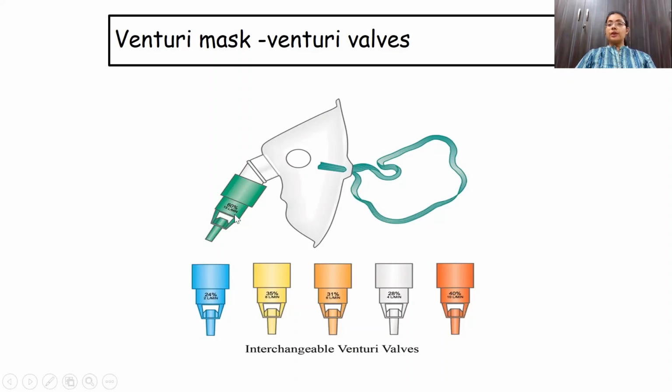What if I want to give 50% now, or say 40% now? There is no adjustment that I can do. I remove this valve and use the valve with 40%, which delivers 40% FiO2, and the delivery would be at the rate of 10 liters per minute. So I need to adjust the settings.